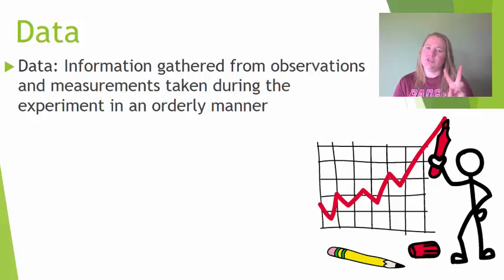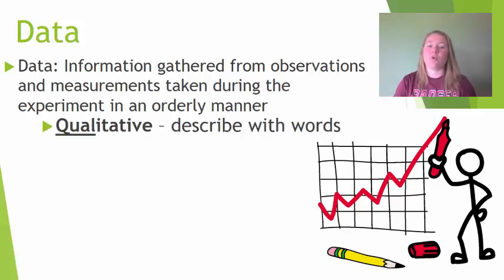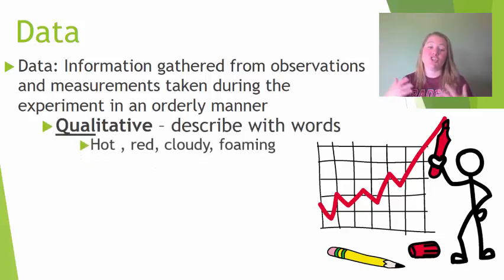And there's actually two categories of data. We have qualitative data, which is descriptions with words. I remember qualitative data because it has a letter L for language. So is the substance hot or cold? Is it red or blue? Is it sunny or cloudy? Those are all using words to describe your observations, and that makes them qualitative data.